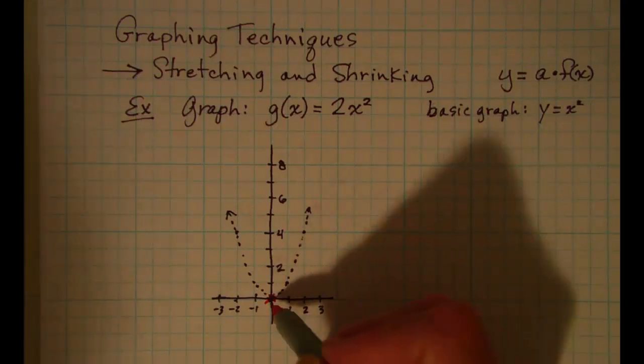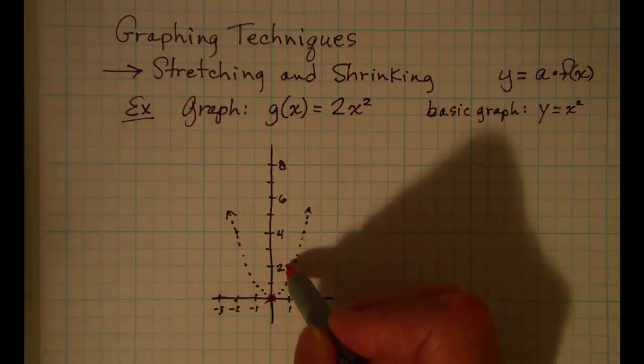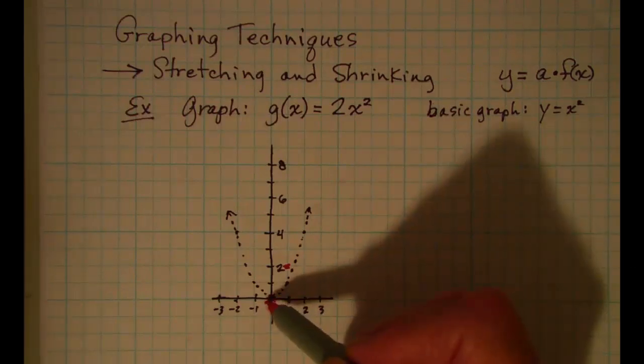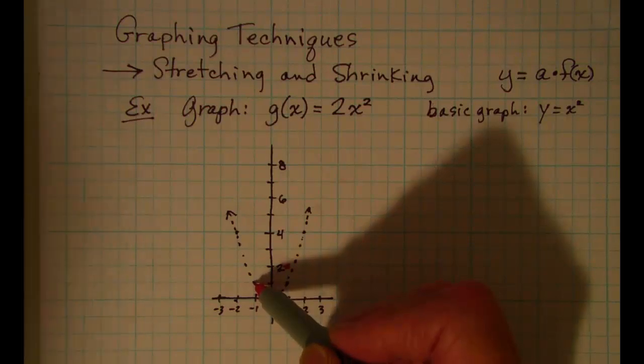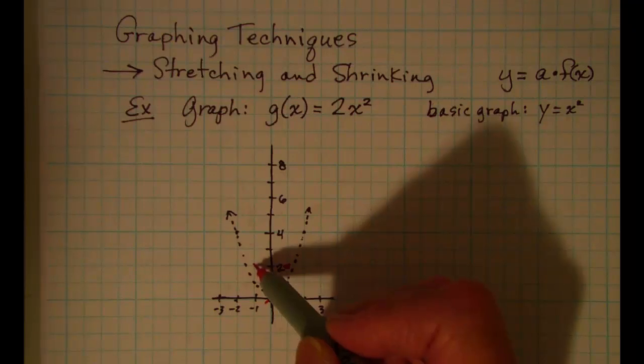On my basic function, when I went right 1, I went up 1. My y value is 1. But for my graph of g of x, I need to multiply that by 2. So now I'm going to be at 2. Also, when I went left on my basic graph, left 1, up 1, I need to multiply that y value by 2. So for my g of x graph, I'll be at y equals 2.